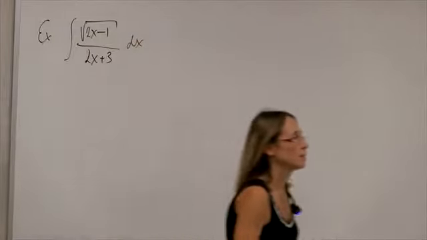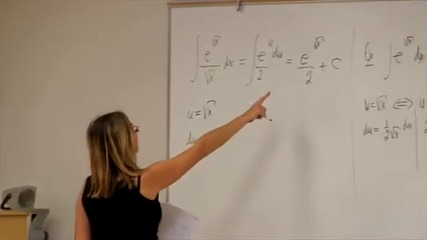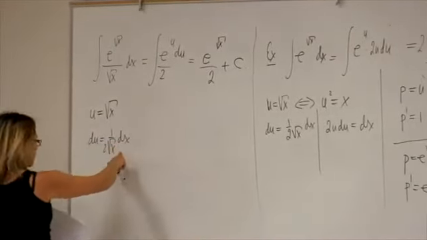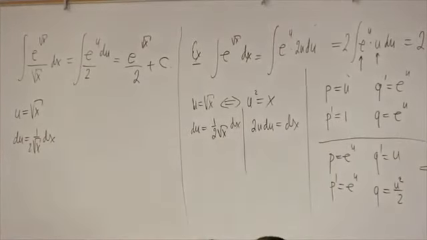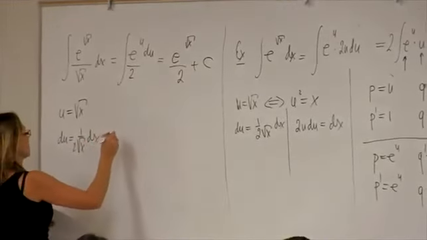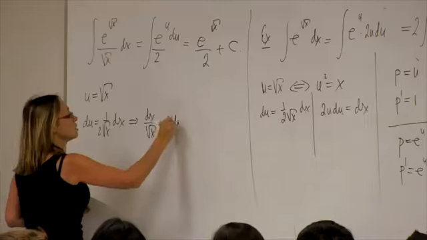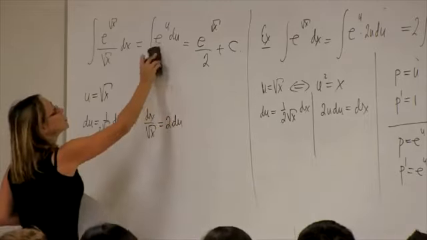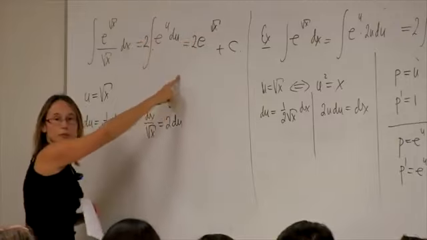Question? Shouldn't the answer be 2 e to the root x? Say again? Shouldn't the answer be 2 e to the root x plus 2? This one? Not over 2, but 2. Oh, you're right. Because this 2 means that dx over 2 du. Okay. So thank you. Okay, please note the typo.